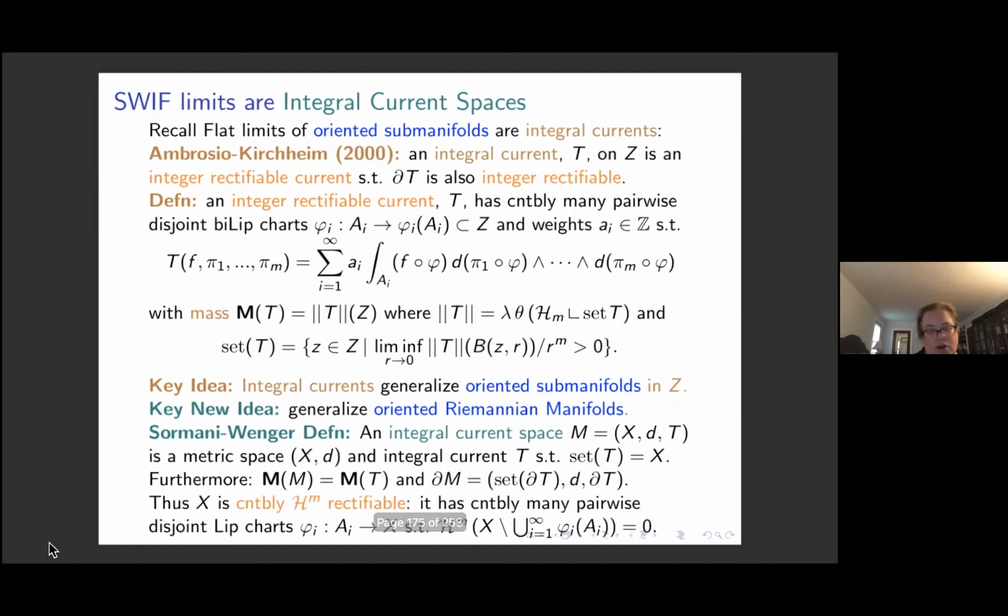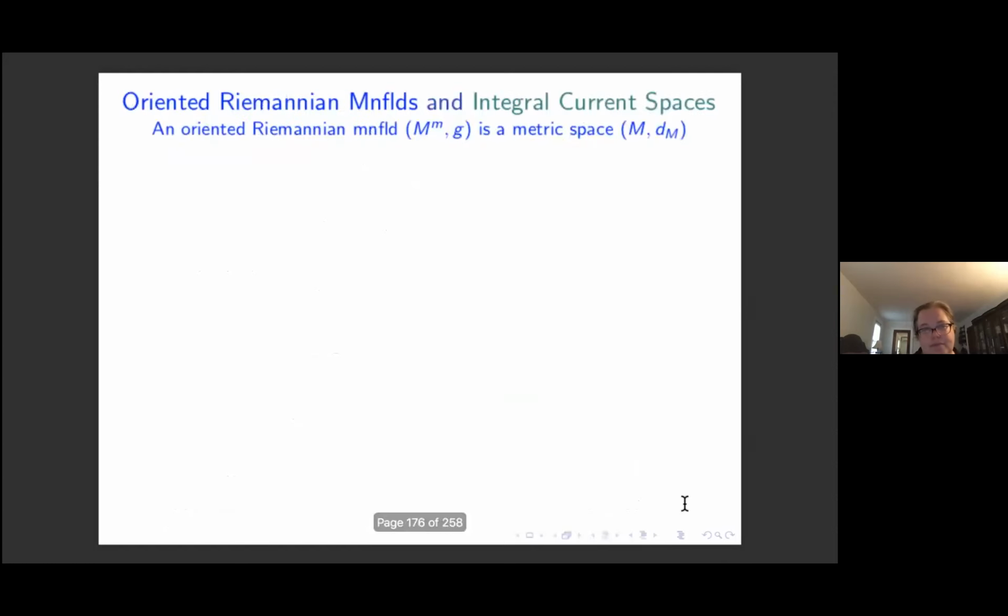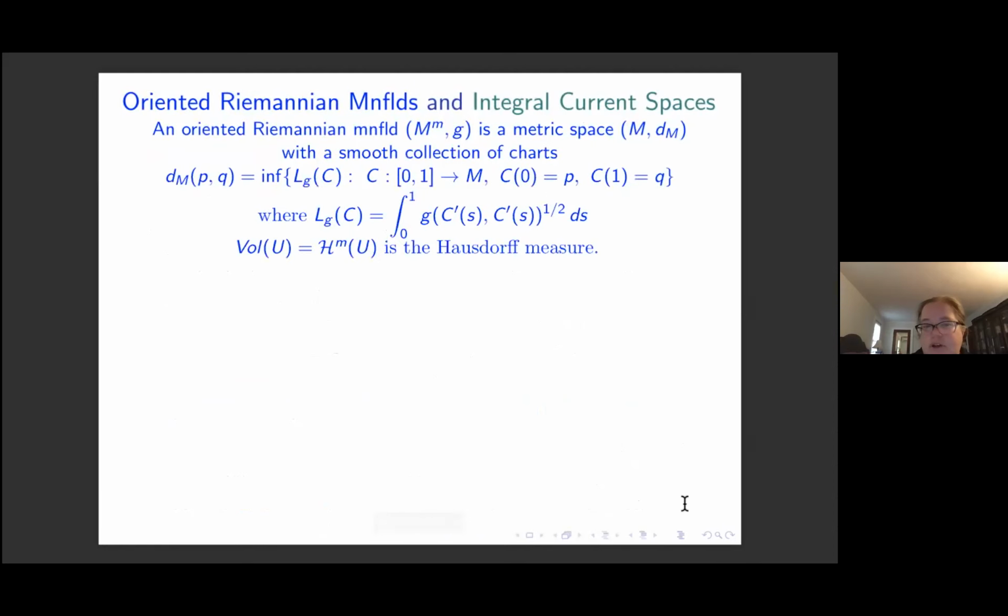All right. So X is countably H^m rectifiable, it has all these disjoint charts, and they cover almost everything. Okay, we had the same slide before. An oriented Riemannian manifold is a metric space with smooth collections of charts. Distances are defined as infimums of lengths, and the volumes are Hausdorff measures.